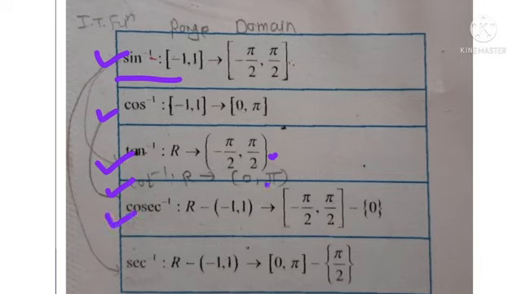Then cosec inverse: its range is R minus the open interval -1 to 1 and domain is the closed interval -pi by 2 to pi by 2 minus 0. And lastly, sec inverse: range is R minus the open interval -1 to 1 and its domain is the closed interval 0 to pi minus pi by 2. So students, remember this chart. If you remember this chart, then we will see examples based on these inverse trigonometric functions.